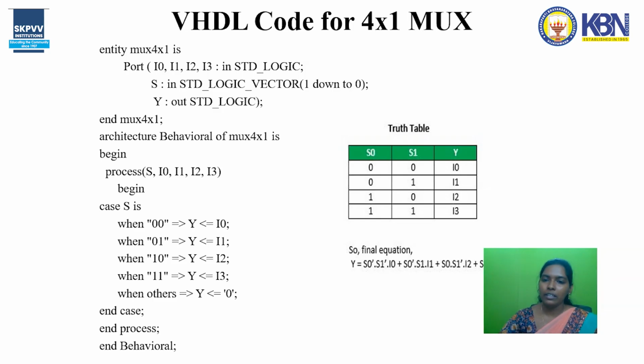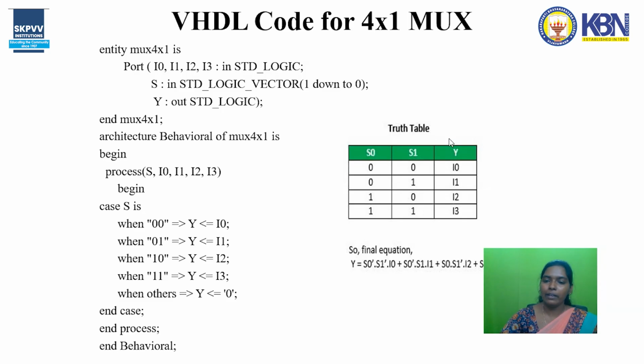So here in the port, we define the inputs. In STD logic, we define the input. S means S0, S1, and 1 down to 0 means we are using only 2 bits. At the same time, if we want to use 3 bits, we can write 2 down to 0, or for 4 bits, 3 down to 0, etc. 2, 4, 8, etc. We can take the bus. It is called a bus. We can take the bits here.